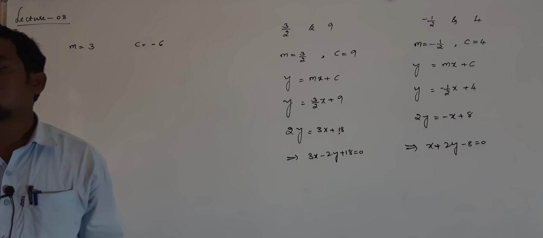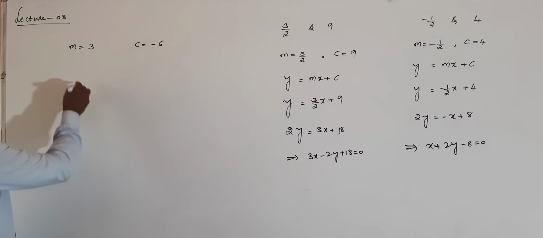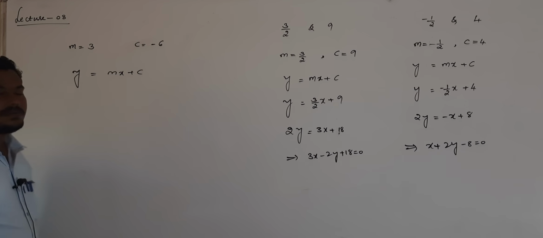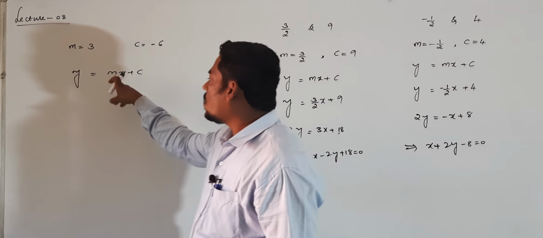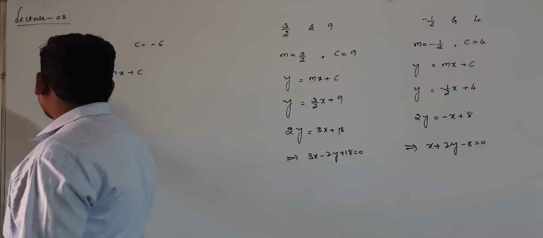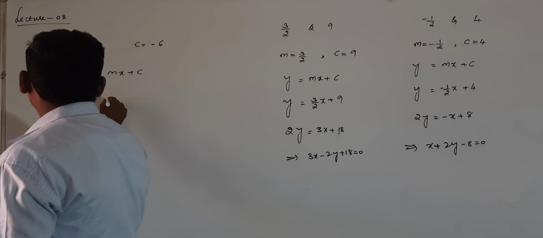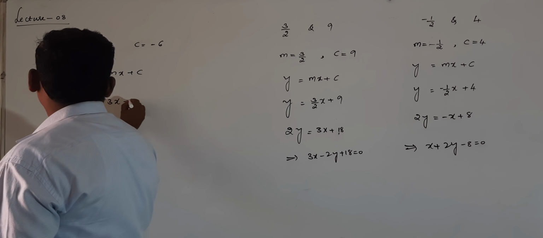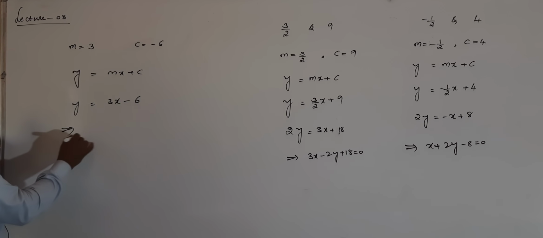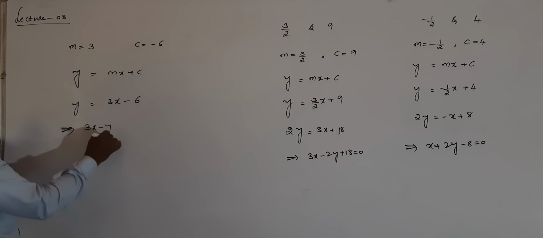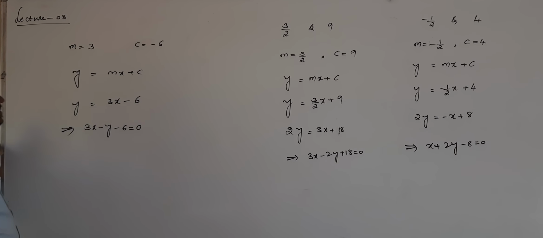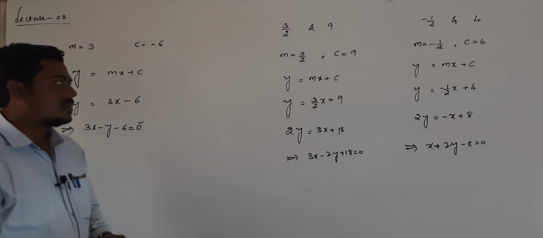After that, what is the equation of the straight line? Again the same formula, right? y is equal to mx plus c. This is the standard equation of the straight line when slope and y-intercept are given, right? Then y is equal to, what is the m value? 3 into x minus 6. Just rearrangement: 3x minus y minus 6 equal to 0. This is the required equation of the straight line, right?